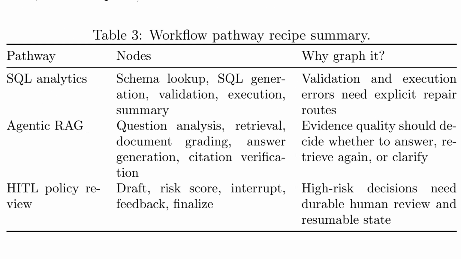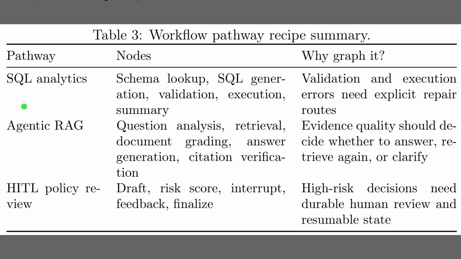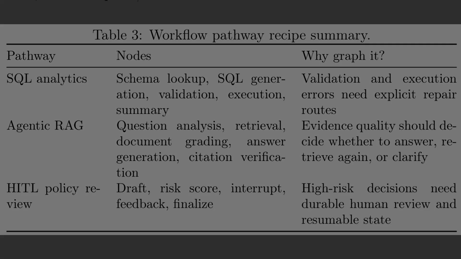Table 3 summarizes the 3 concrete workflow recipes detailed in the paper, outlining their constituent nodes and rationale. For SQL analytics, nodes manage schema lookup through query execution, which allows errors to trigger explicit repair loops. Agentic retrieval-augmented generation grades retrieved documents, so evidence quality determines whether to answer or retrieve again. Finally, human-in-the-loop policy review uses interrupt nodes to safely pause high-risk decisions until human feedback is provided.